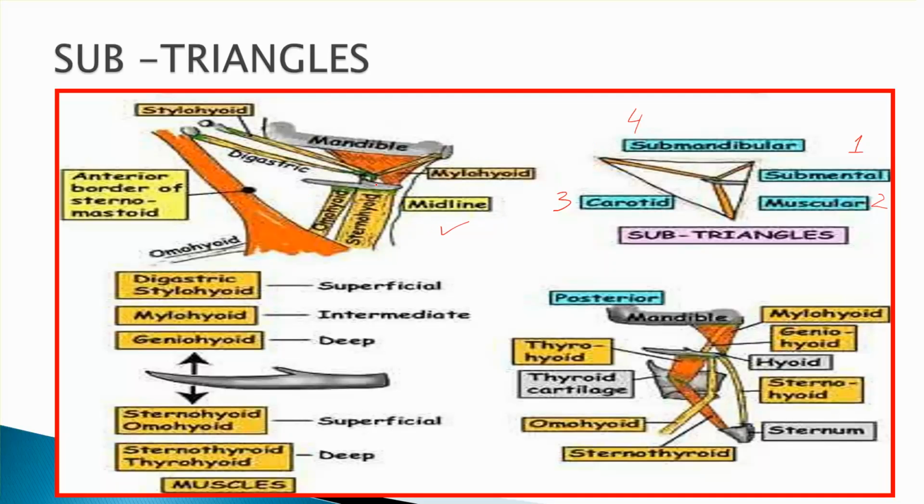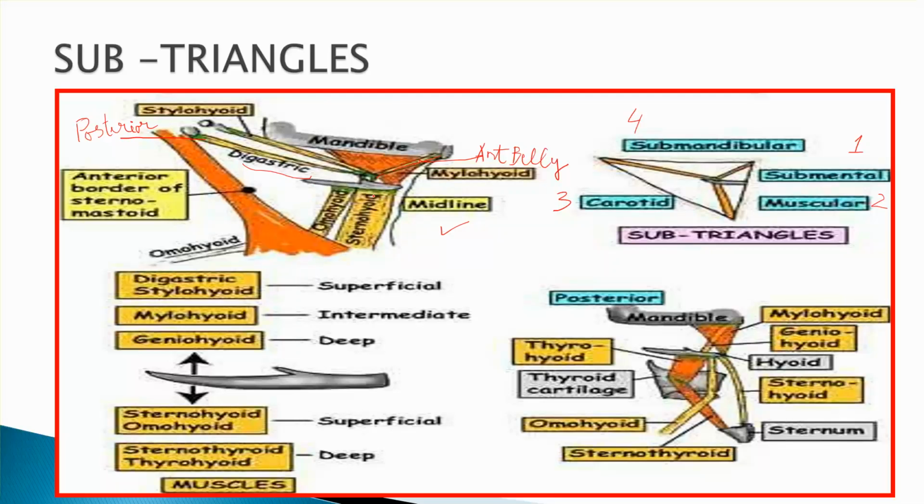The submental triangle is formed by this muscle here, can you see? This is called the digastric muscle. The digastric muscle has two bellies. This is called the anterior belly of the digastric, and following it, this is called the posterior belly. The word digastric means it has two bellies. So that's this digastric muscle.